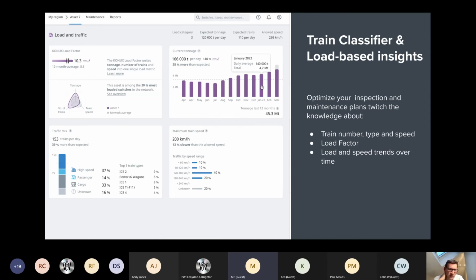Are there any significant changes? And based on that, is our maintenance regime fit for purpose? So are we over inspecting, over maintaining, or under inspecting and under maintaining? So in the longer term, it will allow us to recalibrate as we roll out across the network. So it gives that real-time, real measure of traffic, tonnage, etc.